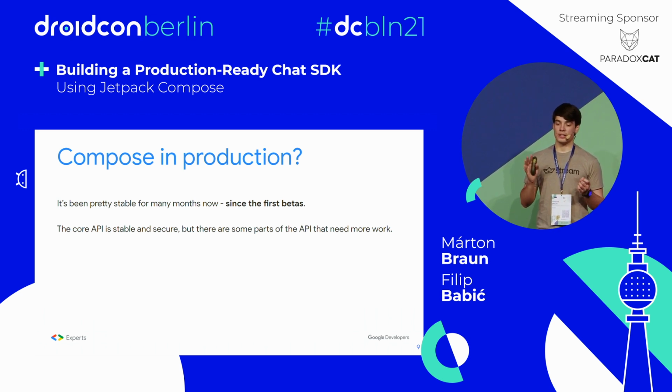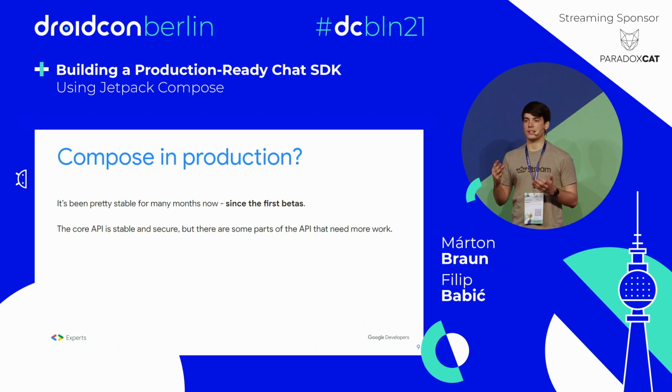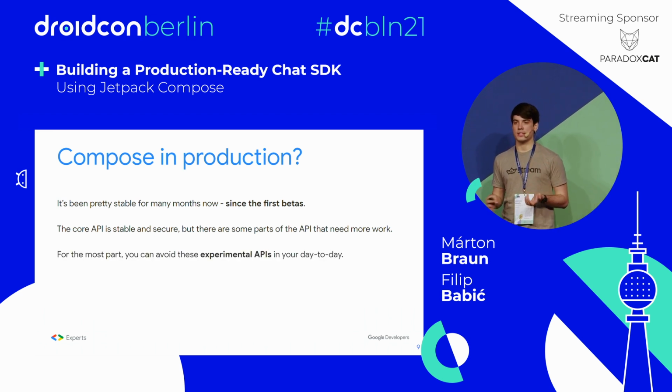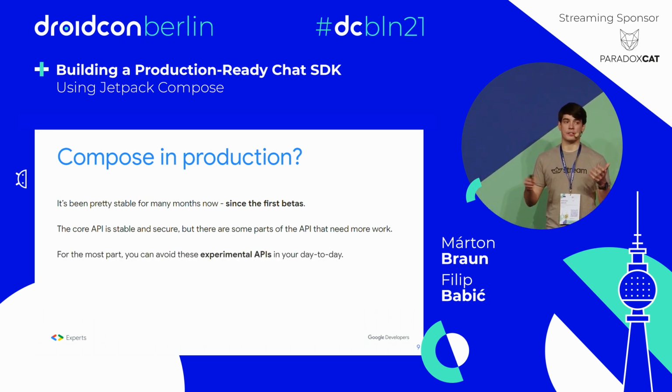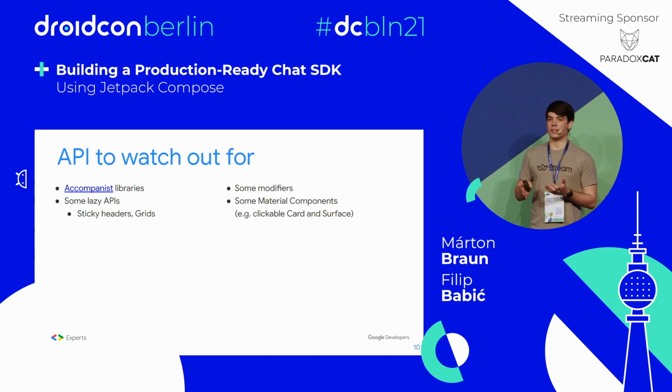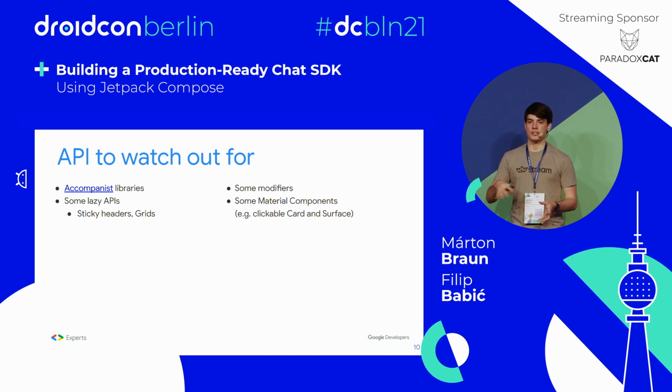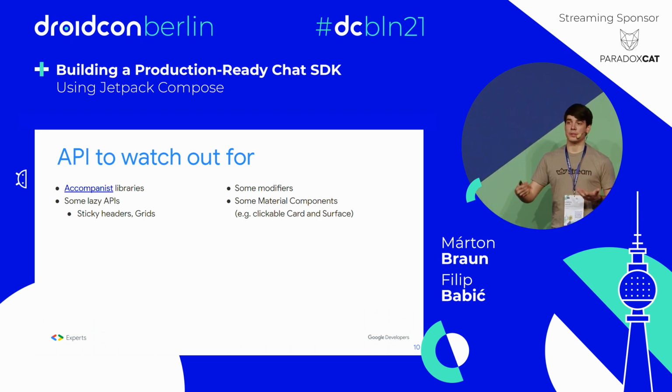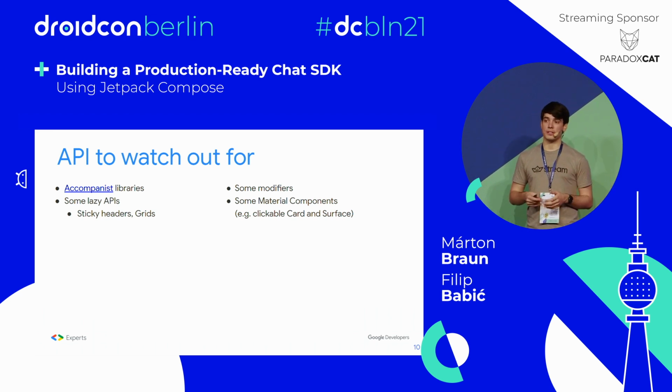And while the core APIs are stable, you might still run into some experimental things. Every once in a while, there are problems that haven't quite been solved in a definite way in Compose yet. And you can avoid these for the most part in your day-to-day work, but you should know that there are some experimental things, and don't be afraid when you encounter those. Some quick examples of what might still be something experimental that you have to use.